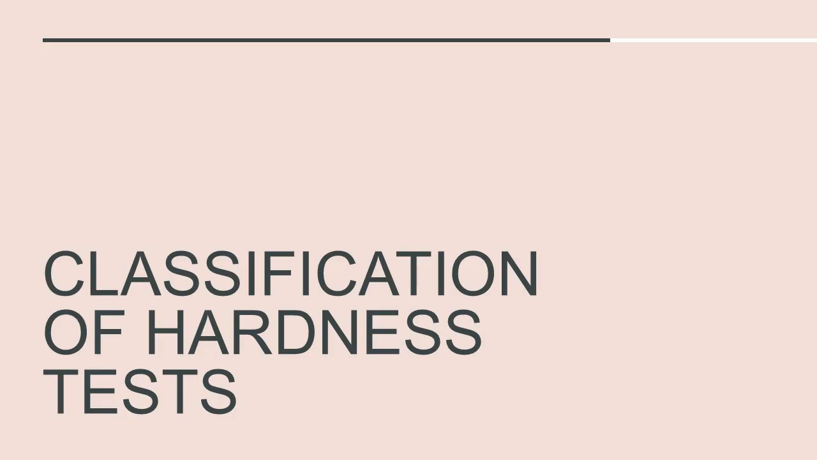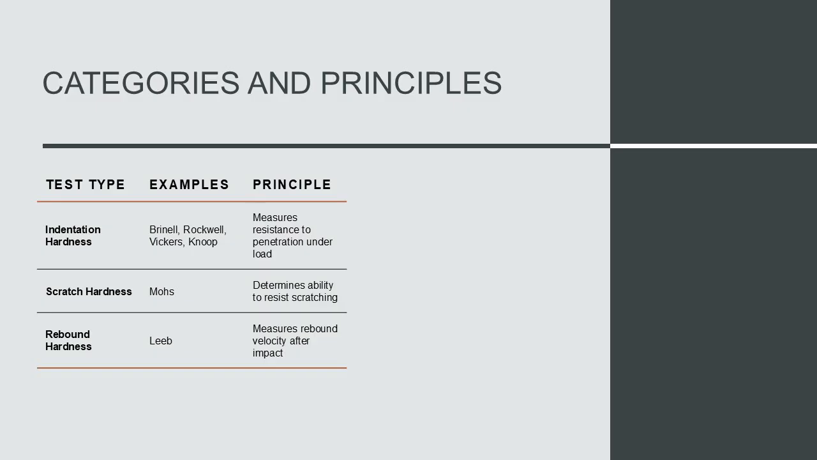Hardness tests are classified into three main categories: indentation hardness, scratch hardness, and rebound hardness. Each category serves a different purpose. Indentation hardness tests, such as Brinell, Rockwell, Vickers, and Knoop, measure resistance to penetration under a static load. Scratch hardness, exemplified by the Mohs scale, evaluates a material's ability to resist scratching by another substance.